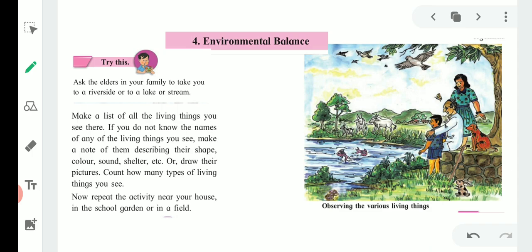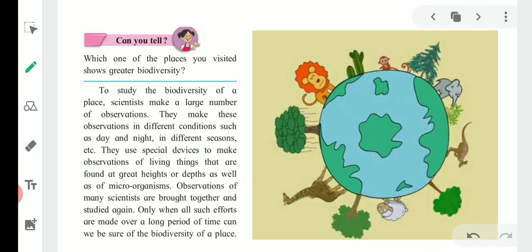Now repeat the activity near your house and in the school garden or in a field. Can you tell which one of the places you visit shows the greater biodiversity? To study the biodiversity of a place, scientists make a large number of observations, which means the interaction between living and non-living things is studied by the scientists.